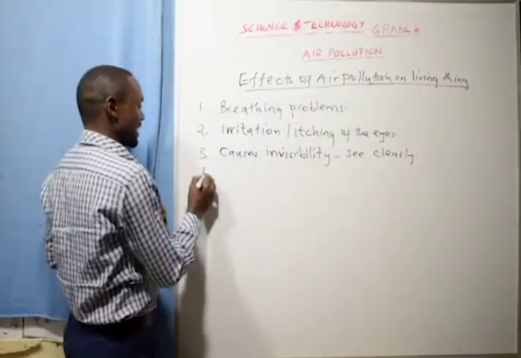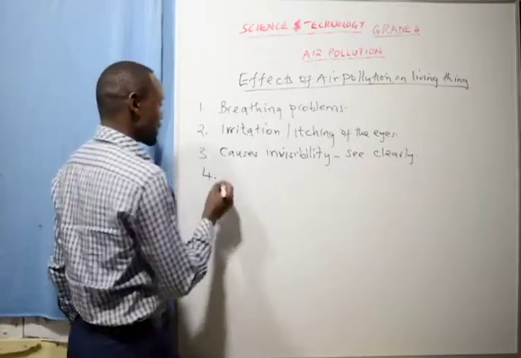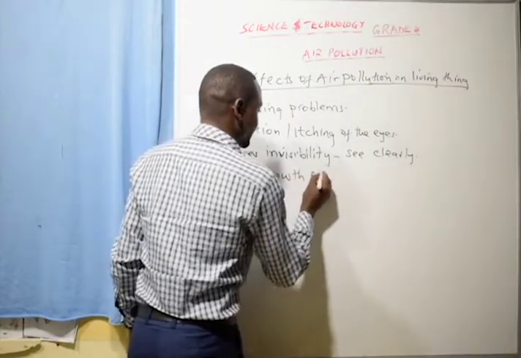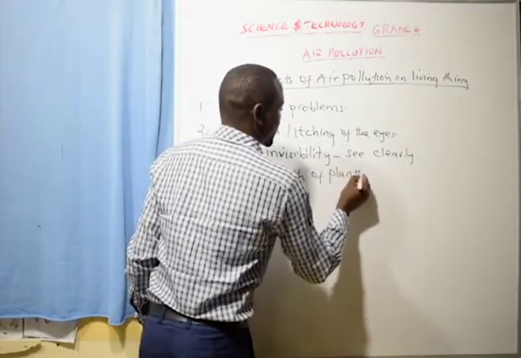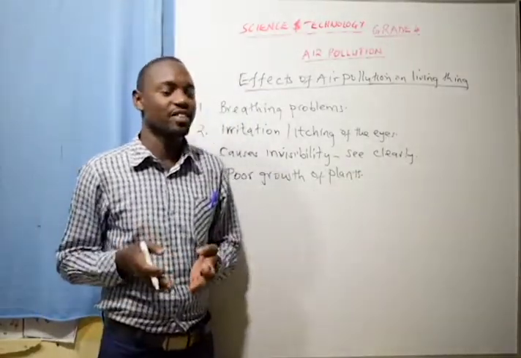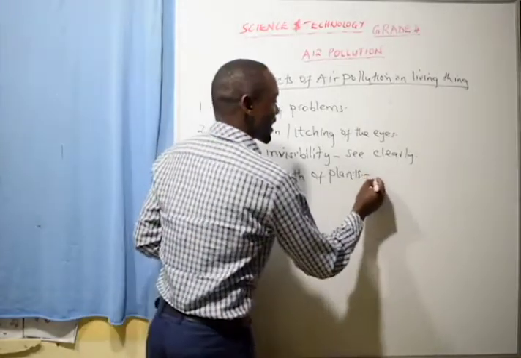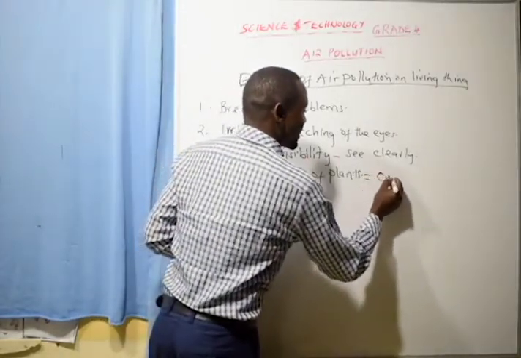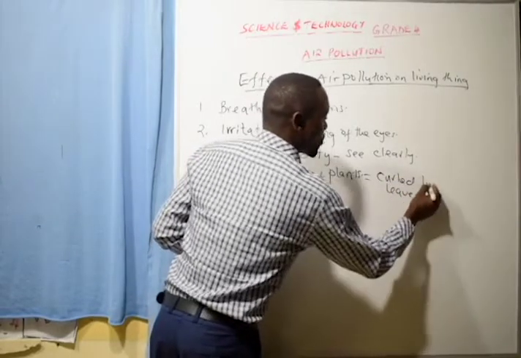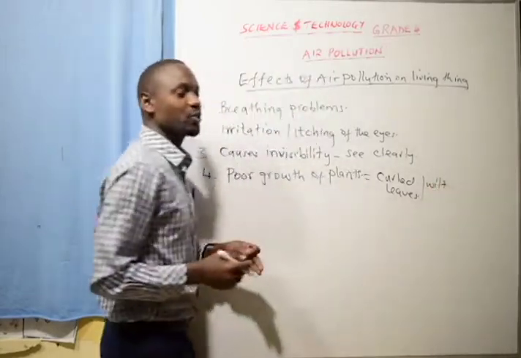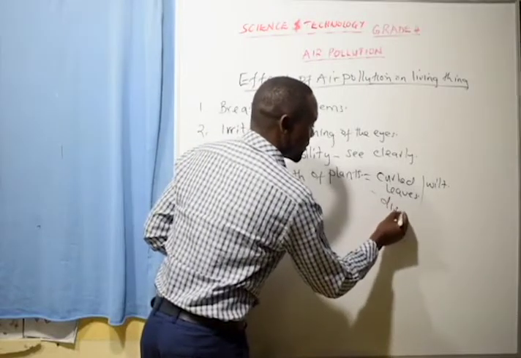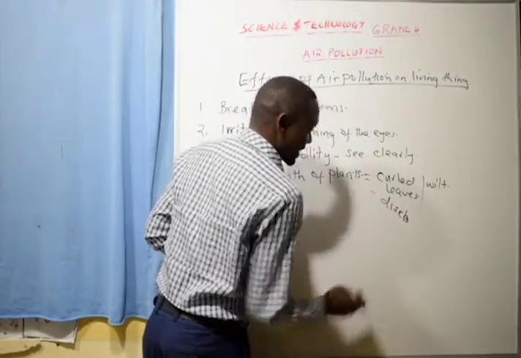And lastly, the last effect of air pollution is that it causes poor growth of plants. When you look at the plants that are along the road, they have their leaves which are curled. They have curled leaves. Leaves which are wilted. Leaves which are not green. They have already been discolored.